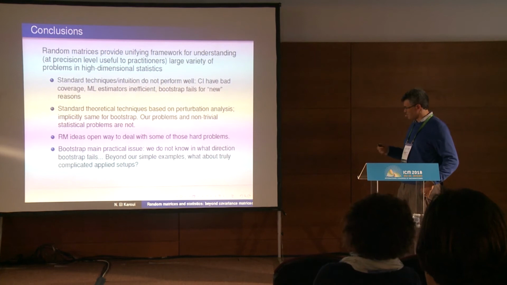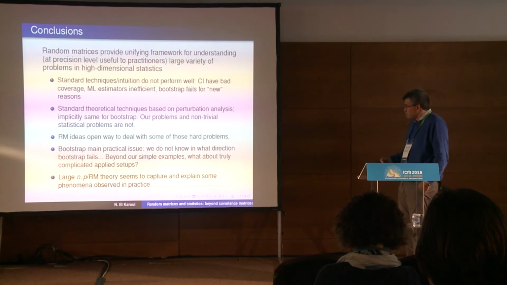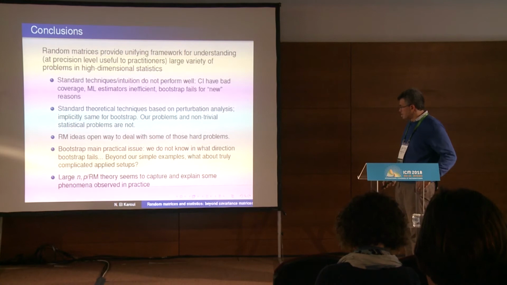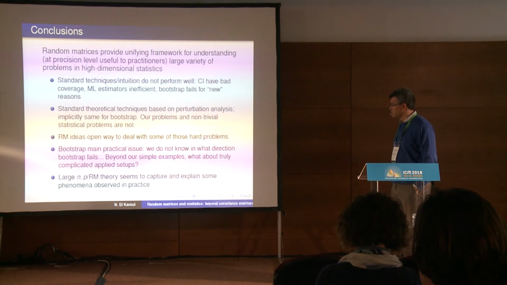we have no clue what's going on. And the thing that was nice about these projects is that this random matrix theory and this large n, p theory seems to capture and explain some of those phenomena that were known to practitioners. In practice, in particular, which bootstraps are conservative and so on. There's a lot of practical literature on that. So the random matrix theory explains some of that, so that gives a sense of satisfaction and closure.